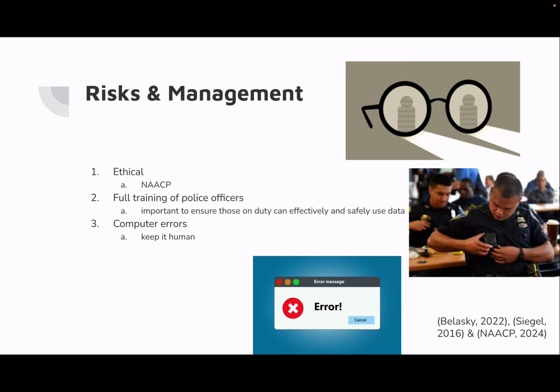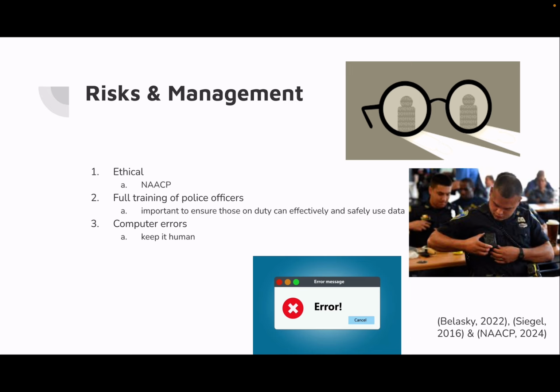Third, there are computer errors. That is exactly why there is an IT department. So it's important to keep it human. There might be certain data sets that come out that do not seem exactly correct. It could be that data was entered incorrectly, or again that there is bias within that data. So it is important to ensure that it's kept human.